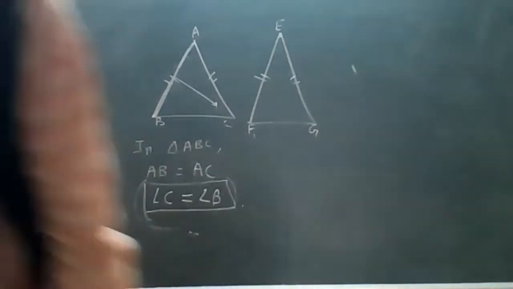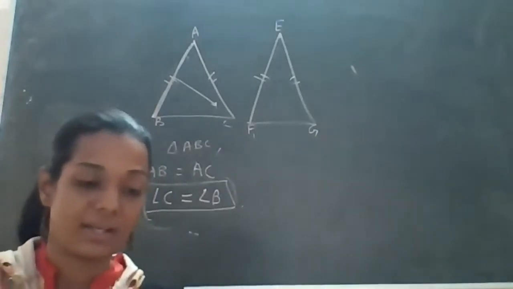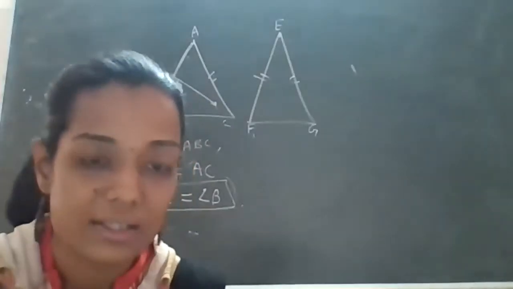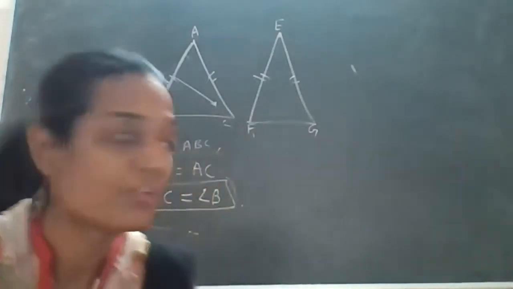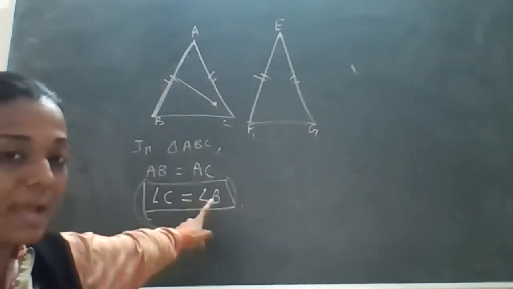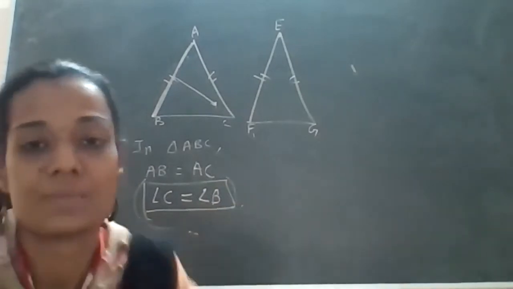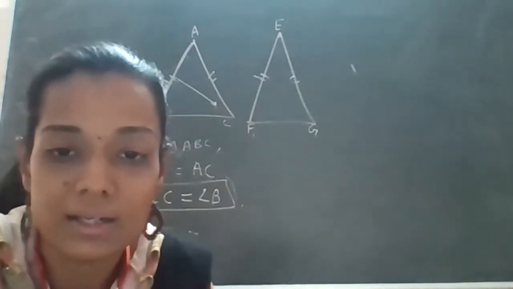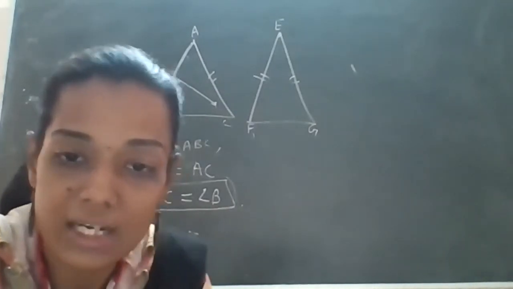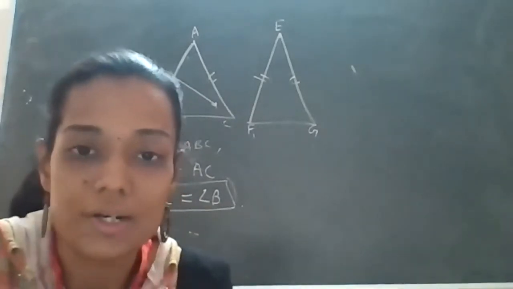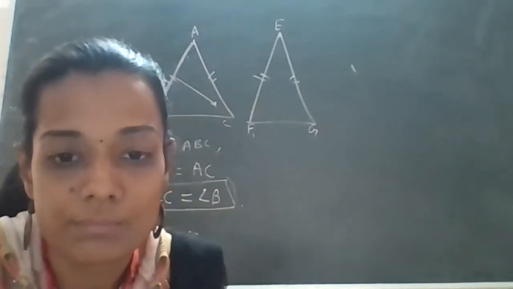Now clear this property. This is about the isosceles triangle. Next, it is given that if the sides opposite to the equal angles of a triangle are equal, and if angle C and angle B are equal, then we can write that AB is equal to AC. Opposite angles are equal, then the opposite sides of those angles should be equal also. Understood this, vice versa? Yes, ma'am.